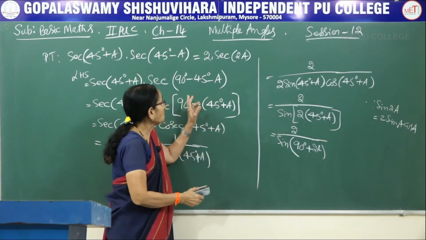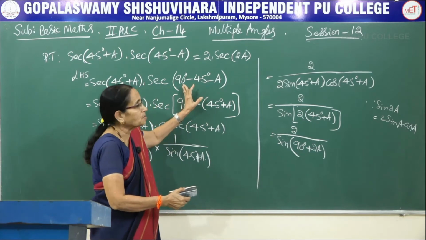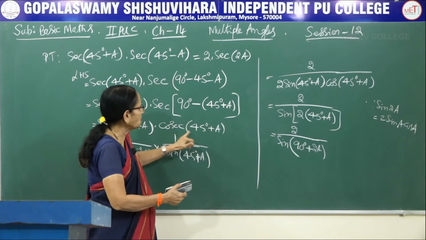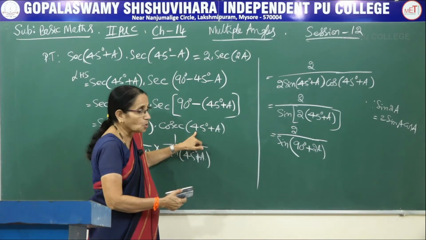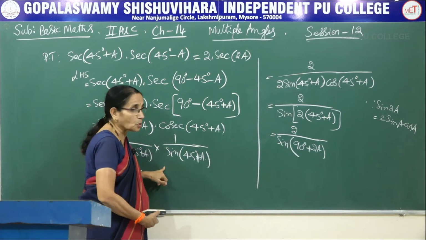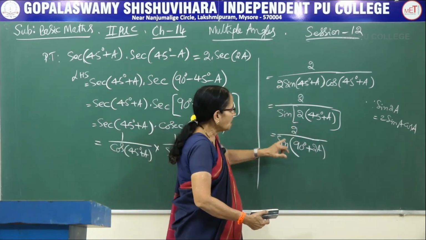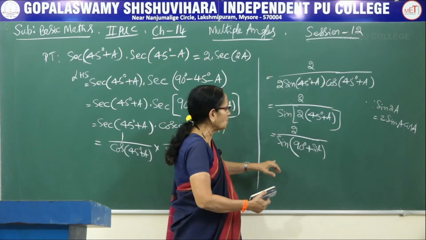See here, we have simply written 45 as 90 minus 45. Here I have written in a different way. I have made use of the allied angle rule here, and I have used the reciprocality here. I have used the multiple angle formula here. Again I am using the allied angle rule.